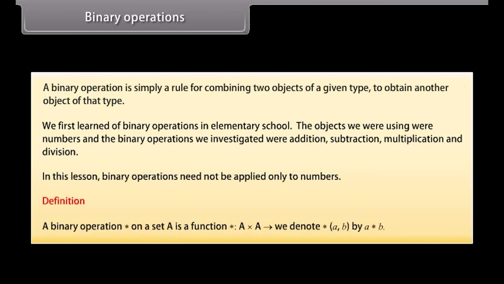Definition. A binary operation star on a set A is a function star from A cross A to A. We denote star(a, b) by a star b.